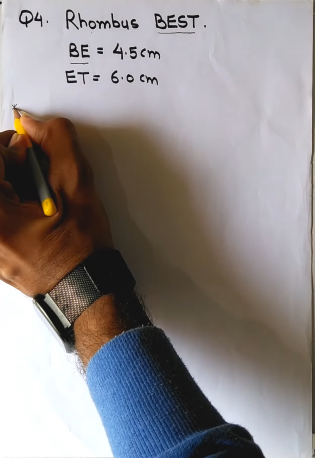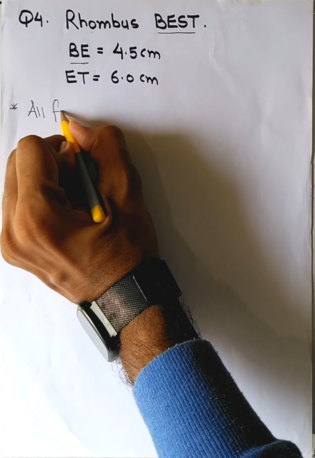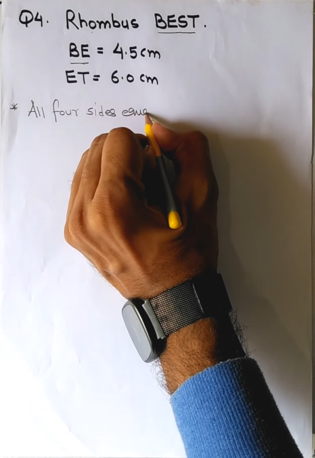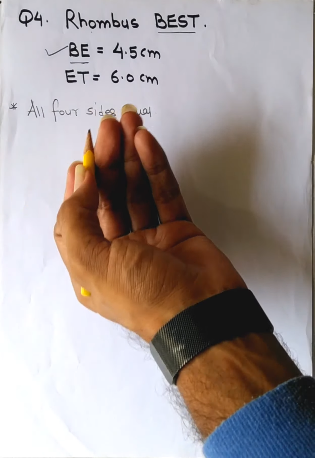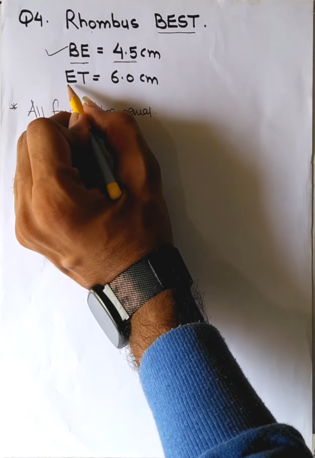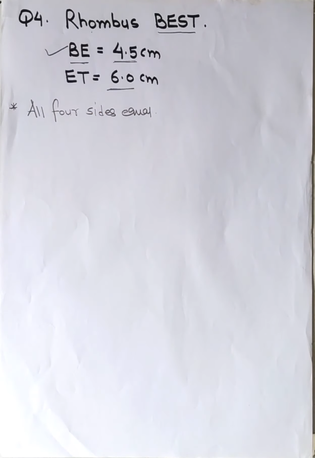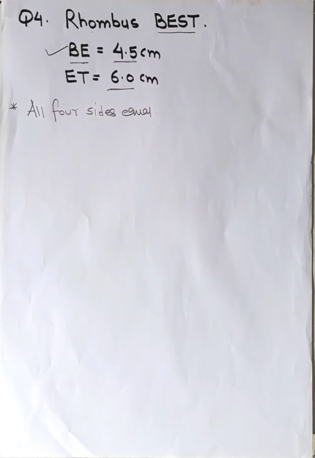Remembering the rhombus property: a rhombus has all 4 sides equal. Clear? So that is why only one side is given. Indirectly they have told that all 4 sides of the rhombus will be 4.5, and in between, for help, they have given one diagonal. Clear? So we shall start with the side and then the diagonal, and we shall draw the figure.